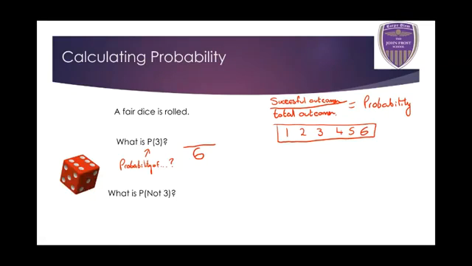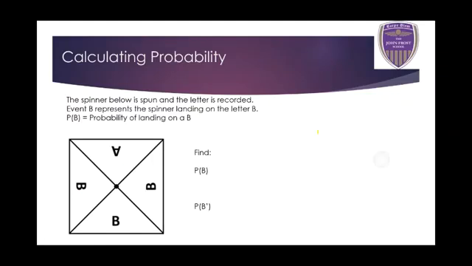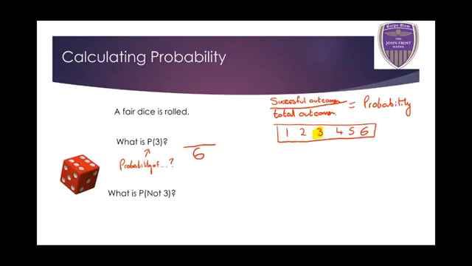Now, how many of these outcomes are a 3? Well, there's only 1. So therefore, the number of successful outcomes is 1, and there are 6 total outcomes. So the probability of rolling a 3 is 1 over 6. And you don't need to convert this into a decimal just yet. Just going to leave it as that. Job done.